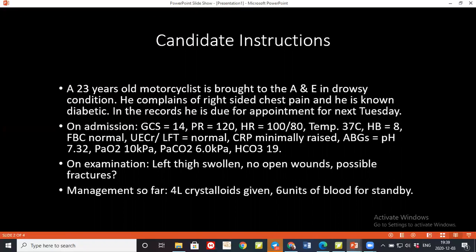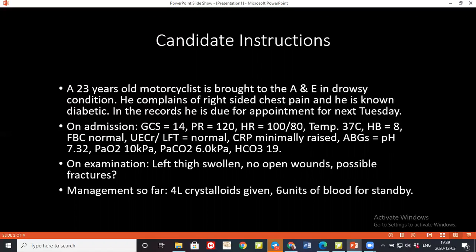Yes, I'm Mr. Peter. So could you please summarize your case, doctor? Okay, thank you. We have a 23-year-old male who came to us with a history of RTA, in a bit of a drowsy condition. On assessment, he has a GCS of 14, pulse rate of 120, blood pressure of 100 by 80 mmHg. His temperature was at that time 37 degrees.